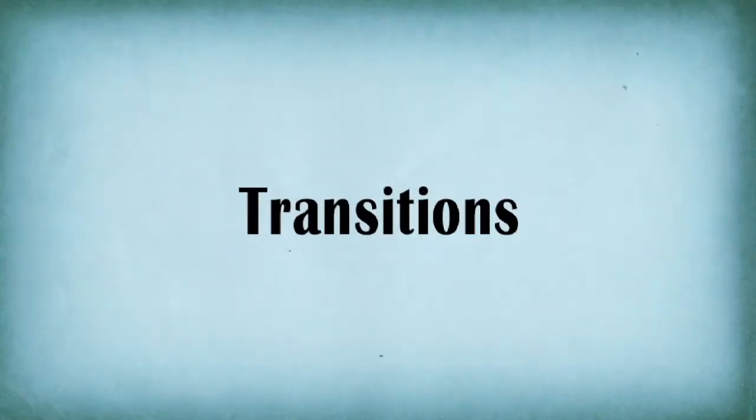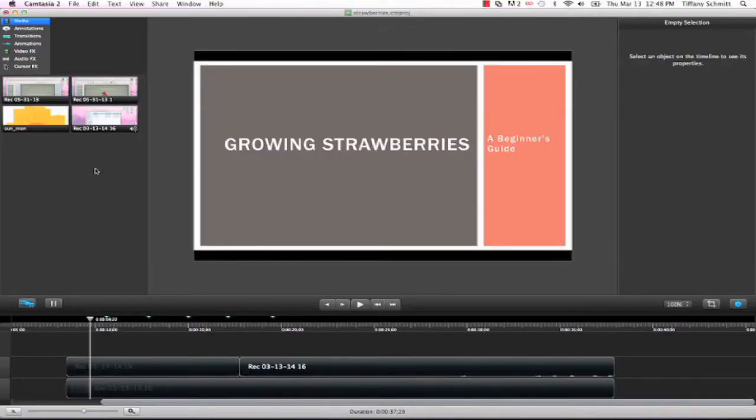Transitions are a common addition to many video projects. Clicking on Transitions will open the panel containing all of the transitions you can add to the beginning and end of each clip in your timeline. To add a transition, just click and drag it to either the beginning or end of your clip to apply it.